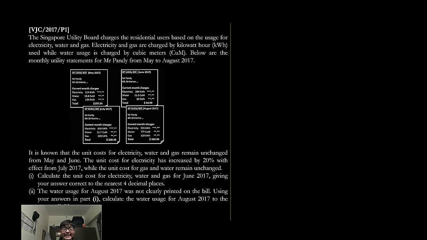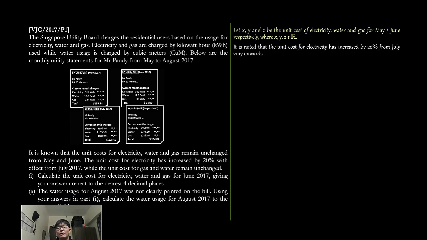Now, so what is the unknown here? The unknown here is the unit cost of electricity, water, and gas, particularly in the month of May or June, because for these two the unit cost has yet to change. So when I define it, I will say something like: let X, Y, Z be the unit cost of electricity, water and gas for the month of May or June, because either month is unchanged, where X, Y, Z are real values.